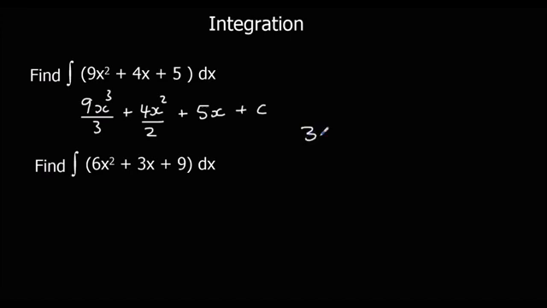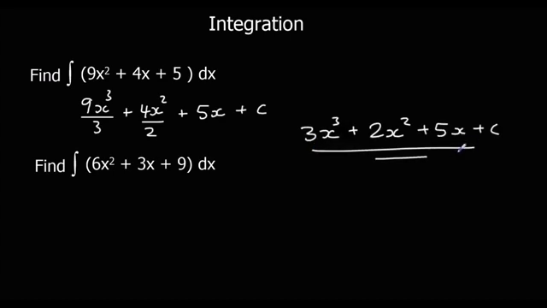9 divided by 3 is 3, so we've got 3x cubed. 4 divided by 2 is 2, plus 2x squared, plus 5x, plus c. That's the answer.